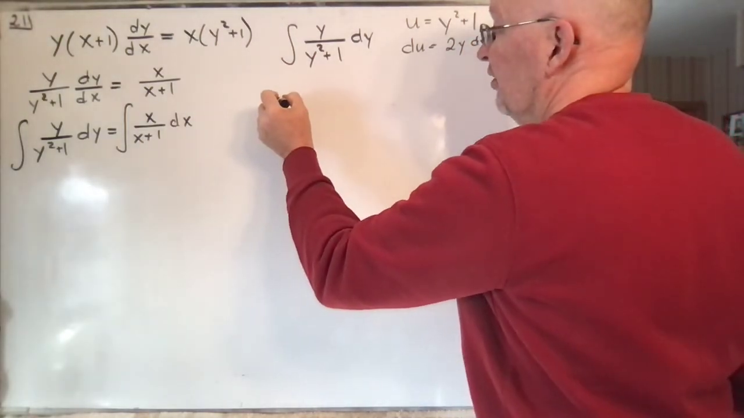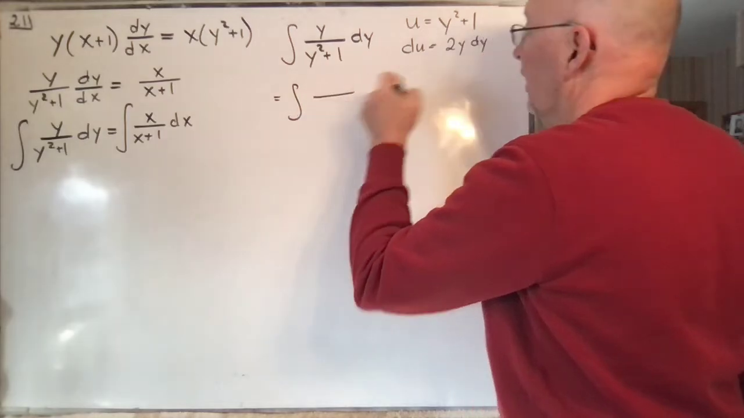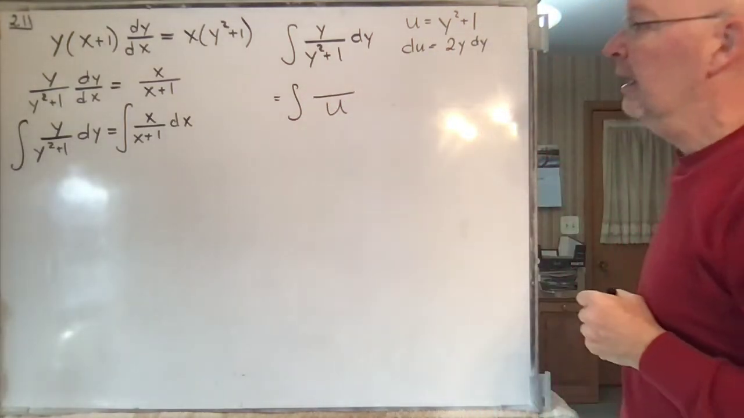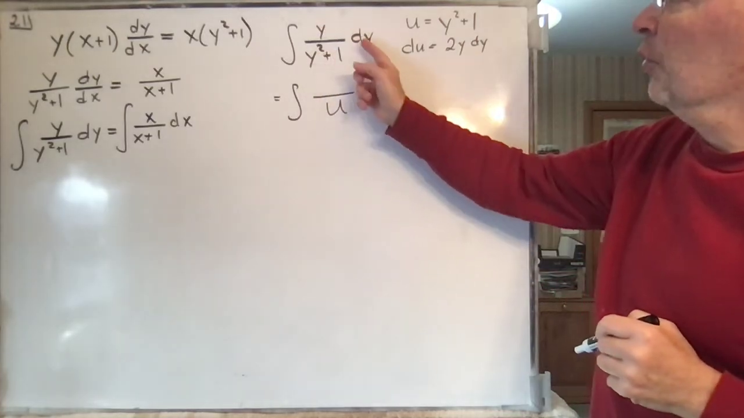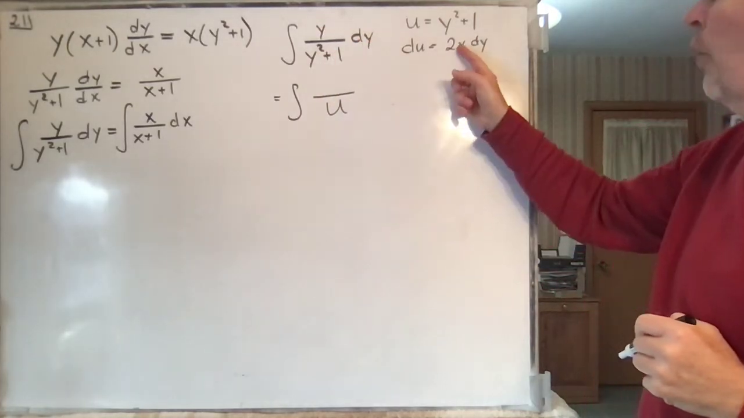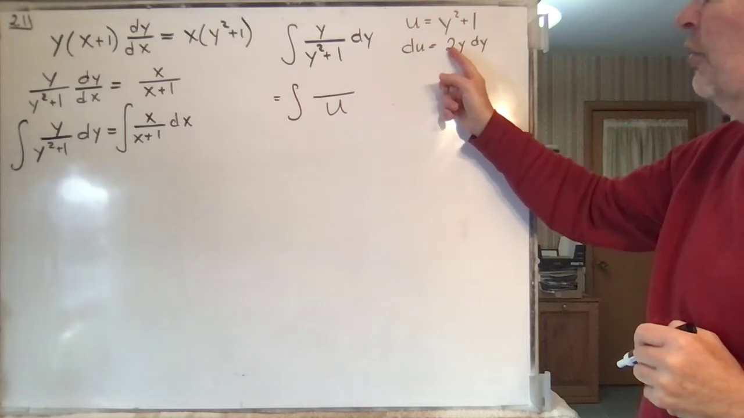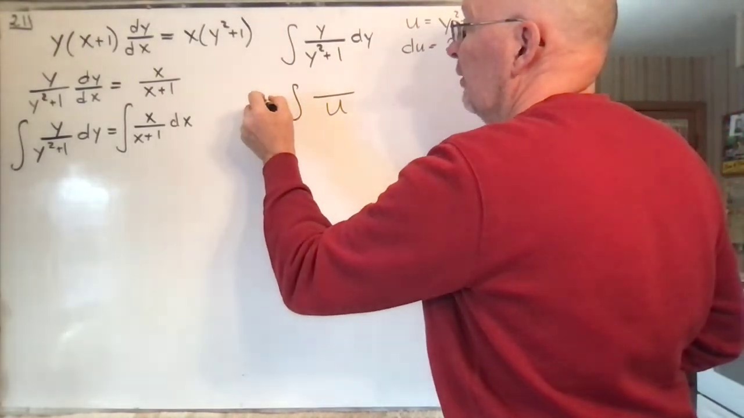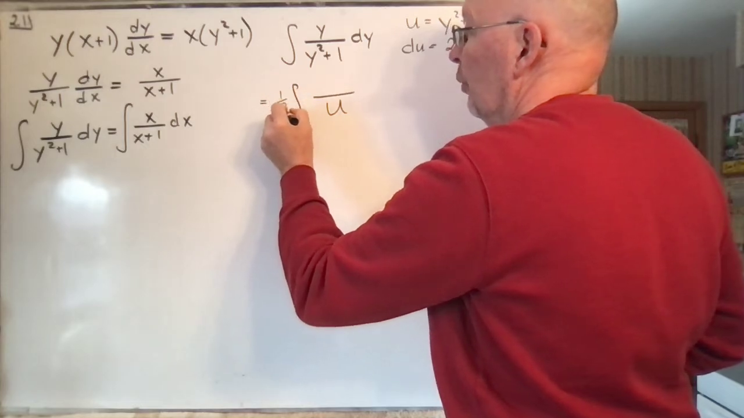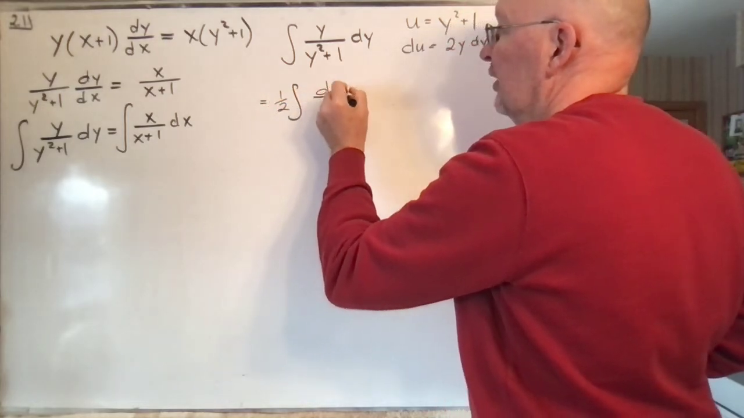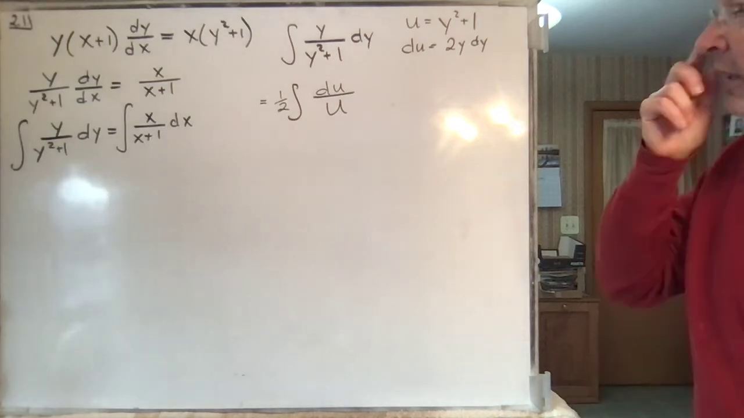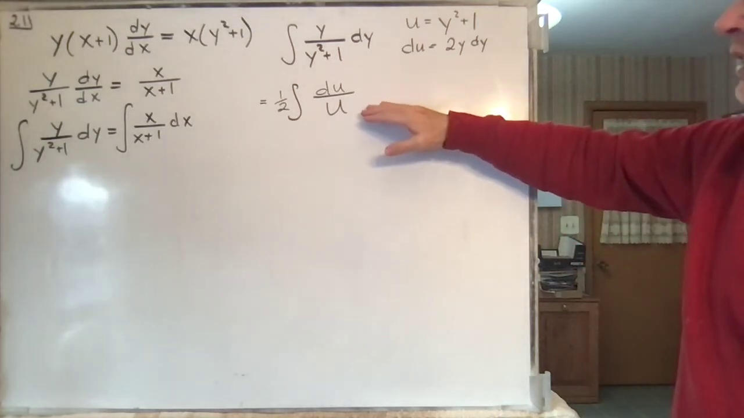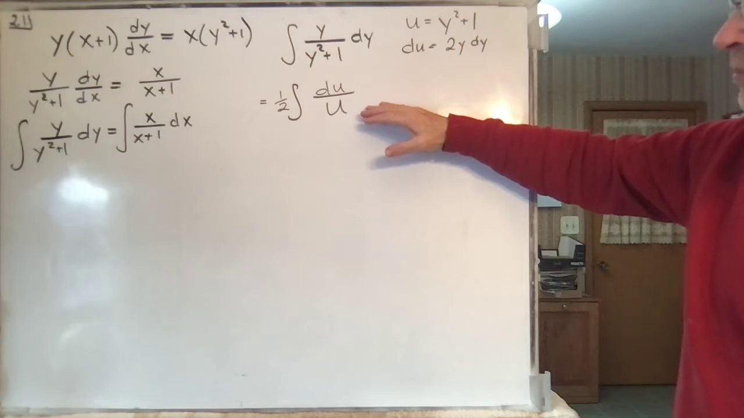And so this becomes what? The bottom is going to be u. Notice that the top is y dy, and y dy is equal to 1/2 du. So the 1/2 you can bring out in front of the integral sign. There's your 1/2, and there's your du right there. Okay? Stop the video and take time to check everything out. Make sure you understand each of these steps.